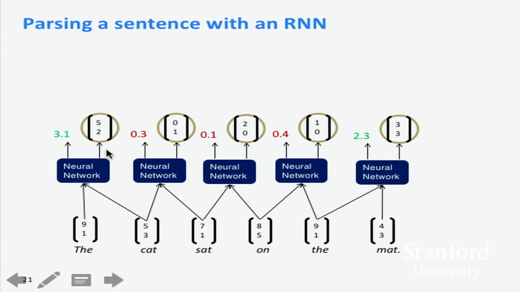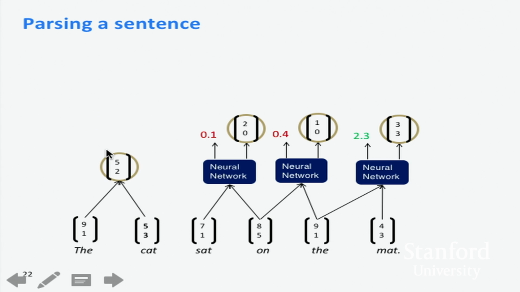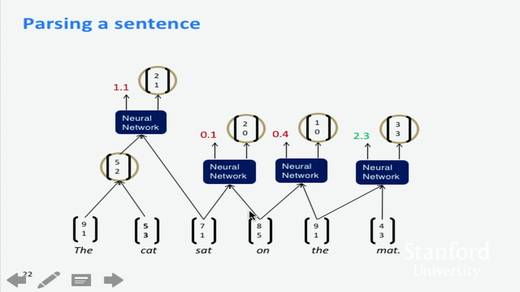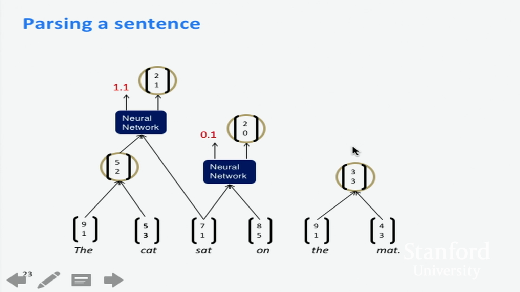So why don't we just hard commit to those and say, okay, we've got the cat as a constituent with this semantic representation. And so then at that point, for what to do next, we have all of the choices that we had before. And additionally, we have a choice that we could put the cat together with sat. So that's a new choice that we can evaluate. And at this point, we can say, well, it looks like the best thing to do is to combine the mat together, because that's got a good score. So we do that, and we commit to that.